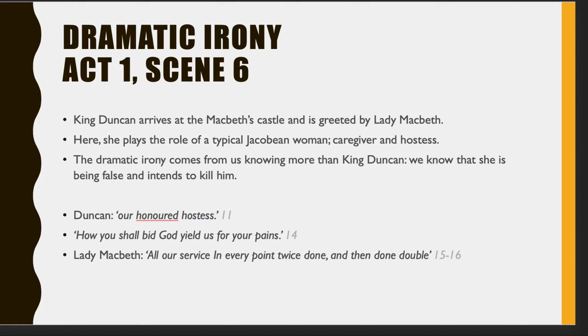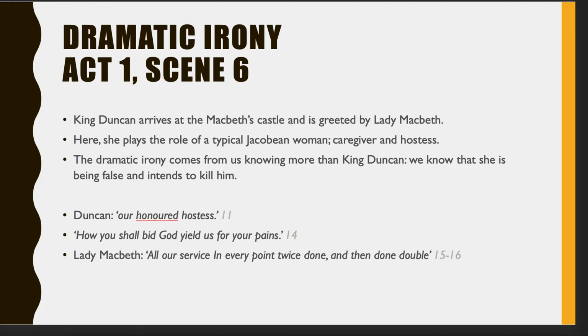Dramatic irony in Act 1, Scene 6. So King Duncan's arrived at Macbeth's castle. He's greeted by Lady Macbeth, and she plays the role of a typical Jacobean woman. And we talked about this in the last video. There are three sides to Lady Macbeth, and this is the one that people would expect. Now, it's important structurally because we already know that she's dark and mad and manipulative and ambitious, but that's not what women were supposed to be in those times.